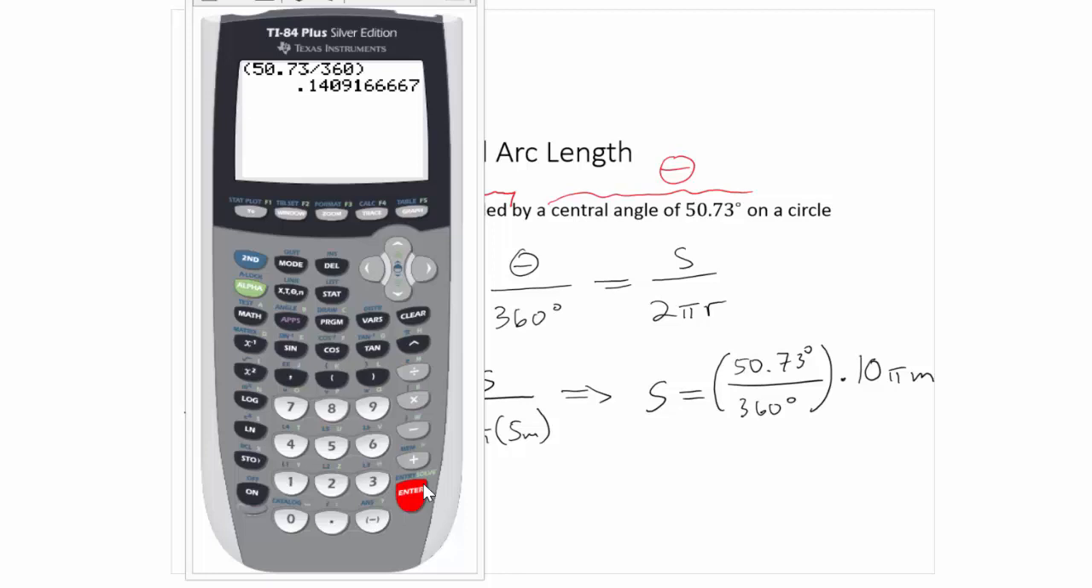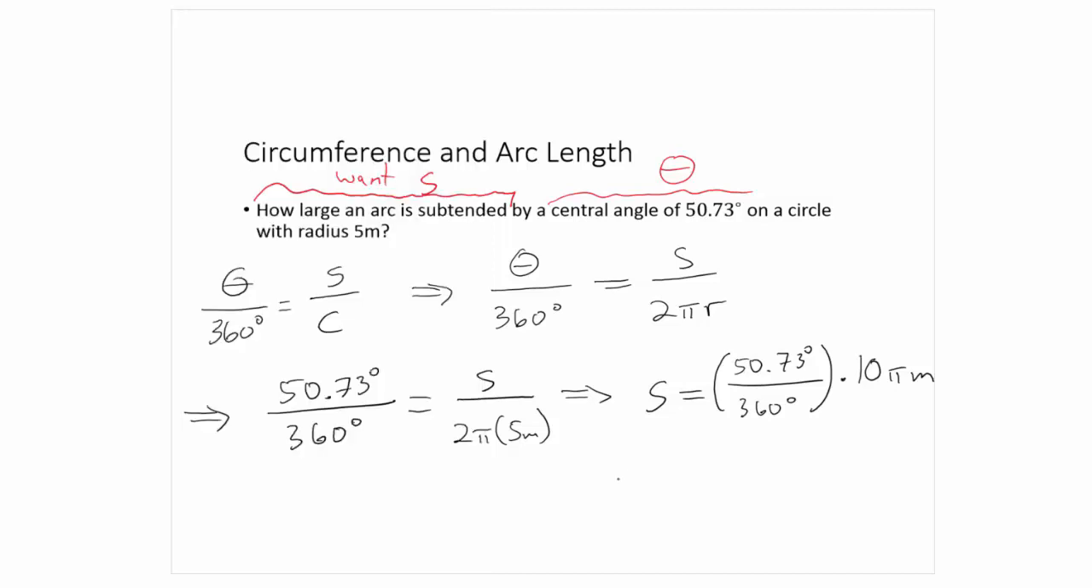And then I'd take that answer and multiply it by 10 pi. To bring up the pi, hit second and the exponent key, and we'll hit enter. We'll just go to 2 decimal places here, 4.43. So the arc length is approximately 4.43 meters. All right, that concludes this presentation.